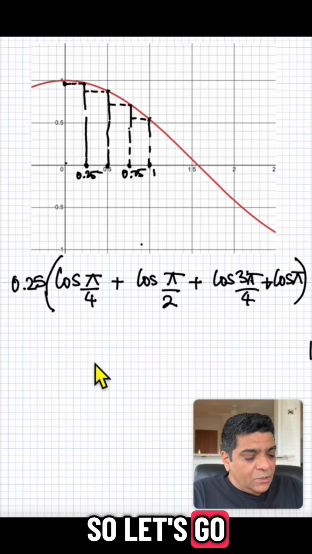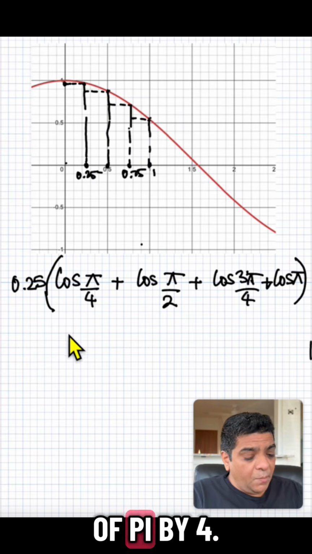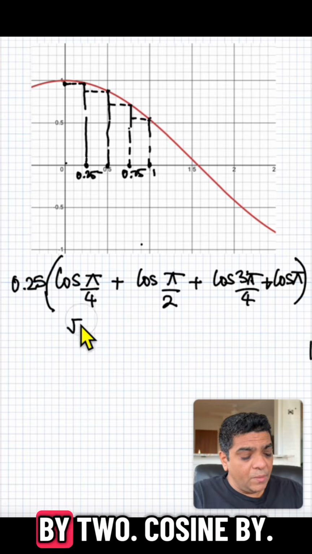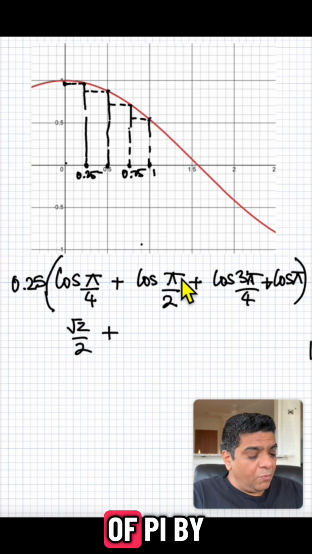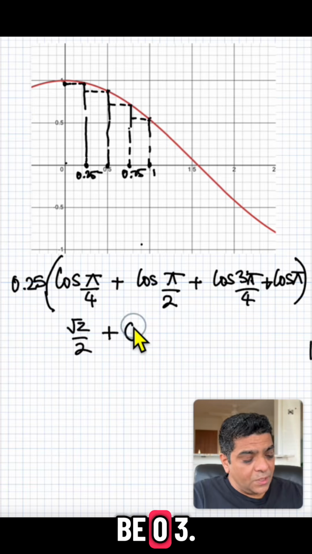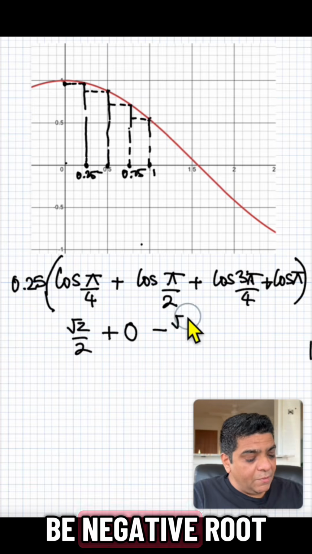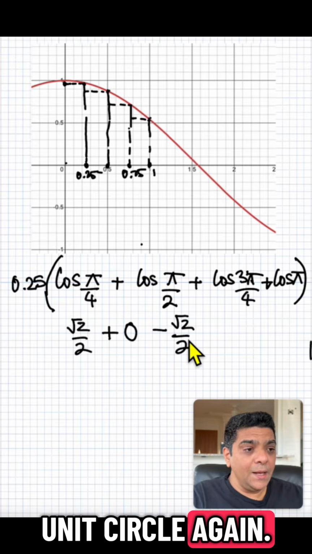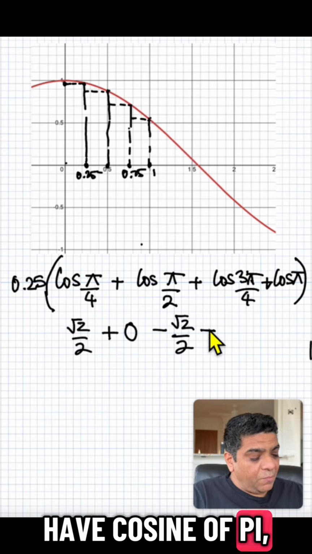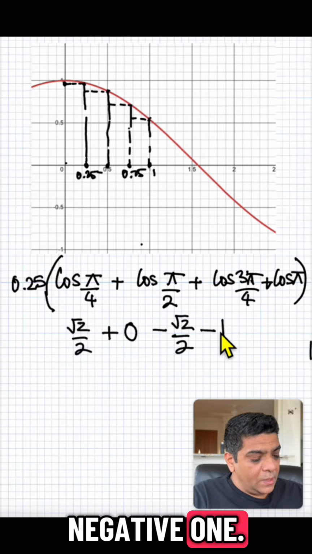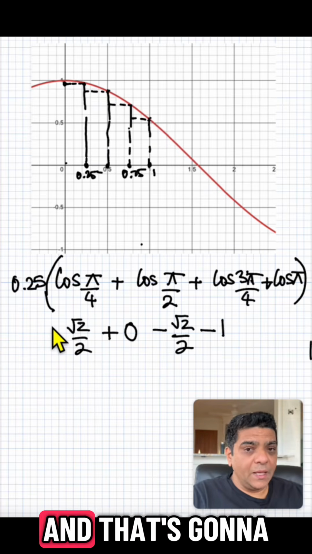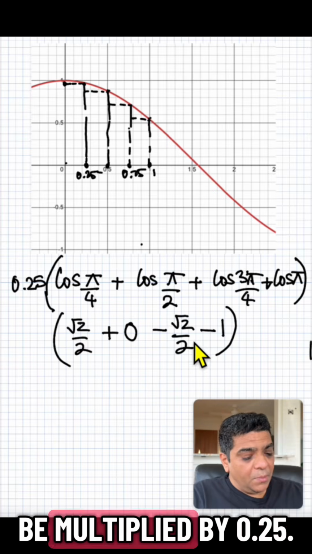Let's calculate what this gives us. Cosine of pi by 4, from the unit circle, is root 2 by 2. Cosine of pi by 2, which is 90 degrees, is 0. Cosine of 3 pi by 4 is negative root 2 by 2, again from the unit circle. And cosine of pi, which is 180 degrees, is negative 1. All of this is multiplied by 0.25.